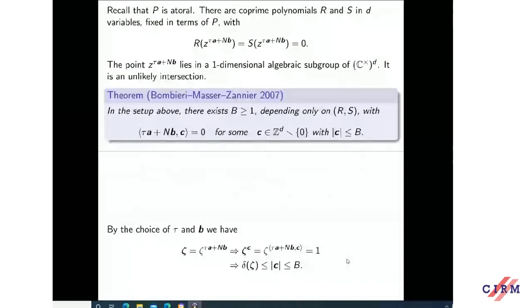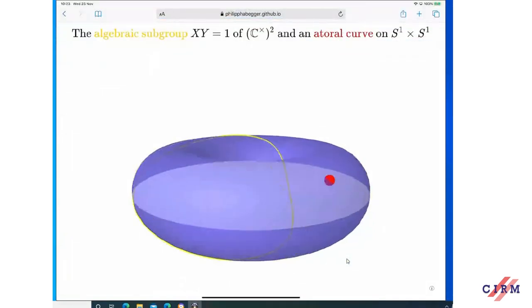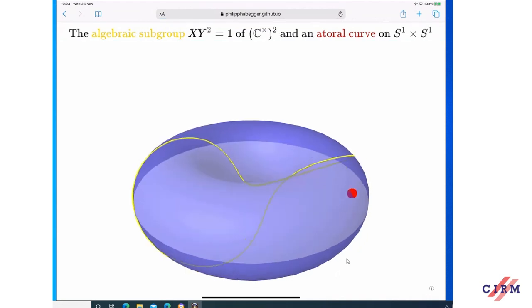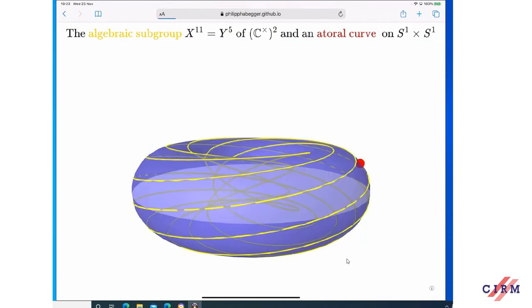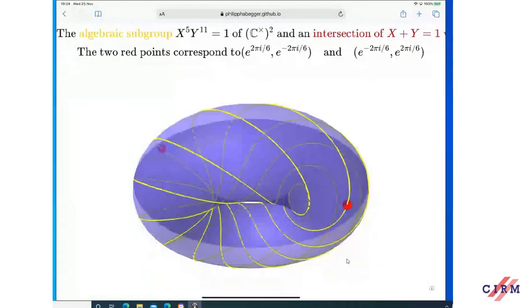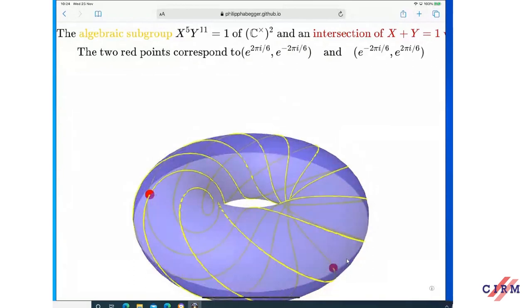Let me conclude by showing two or three pictures. Here, this is what happens if this is a typical atoral polynomial intersected with the torus, this red point. It's a single point. The yellow line is the algebraic subgroup here that appears in Bombieri, Masser, Zannier. We can make it a bit more complicated. Now it's x times y squared. And even more complicated, you see the subgroup always misses this point, this random point. Of course, it could also hit the point in some cases, but the theorem of Bombieri, Masser, Zannier tells us that this is somewhat rare, and we can deal with this situation.